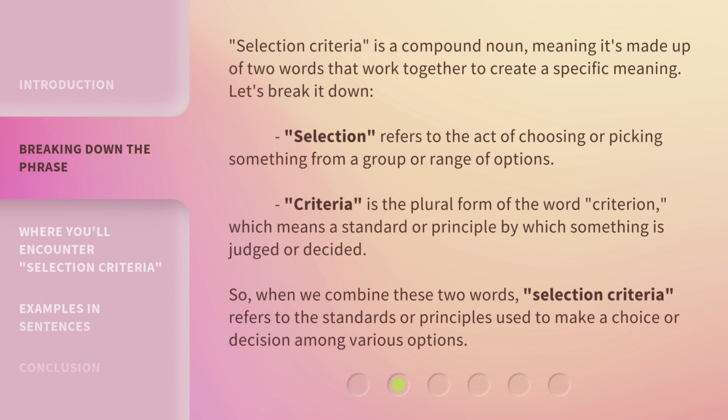Selection criteria is a compound noun, meaning it's made up of two words that work together to create a specific meaning. Let's break it down. Selection refers to the act of choosing or picking something from a group or range of options. Criteria is the plural form of the word criterion, which means a standard or principle by which something is judged or decided. So, when we combine these two words, selection criteria refers to the standards or principles used to make a choice or decision among various options.